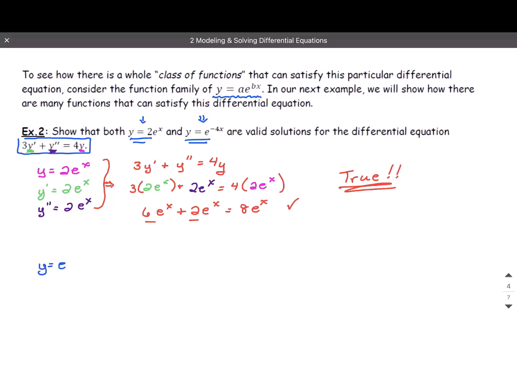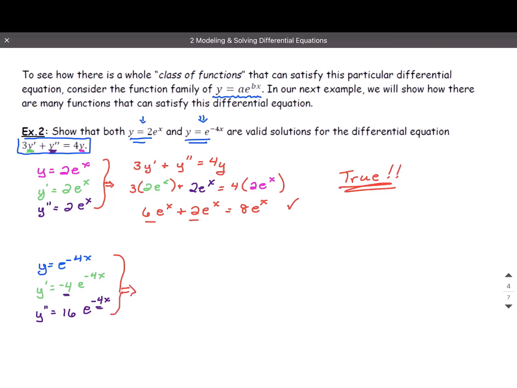Y equals e to the negative 4x. And again, we're going to need to find the first derivative, but this time the derivative of e to the negative 4x is e to the negative 4x times the derivative of the exponent, negative 4. Okay, and we need to find the second derivative, which is e to the negative 4x. Now we have a negative 4, and we have to multiply by the derivative of that exponent, so that's another negative 4. So negative 4 times negative 4 is a positive 16.